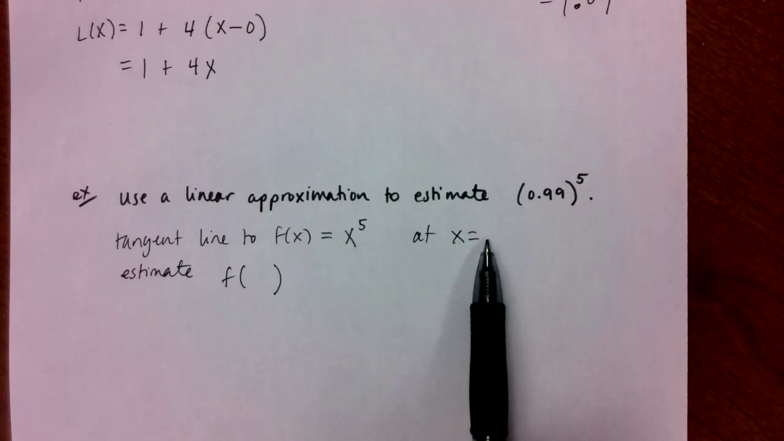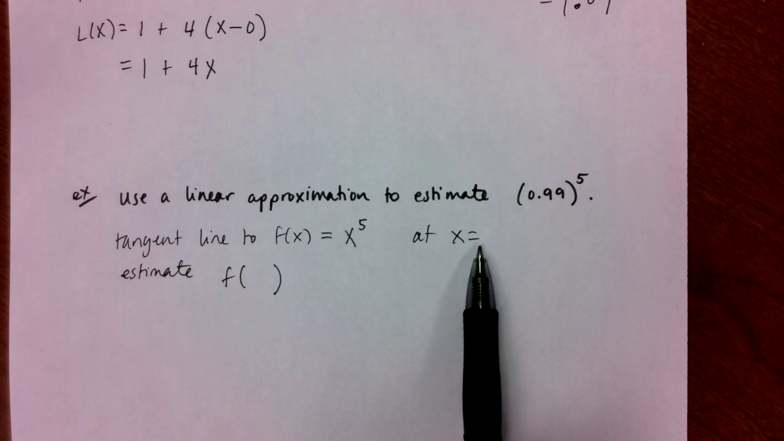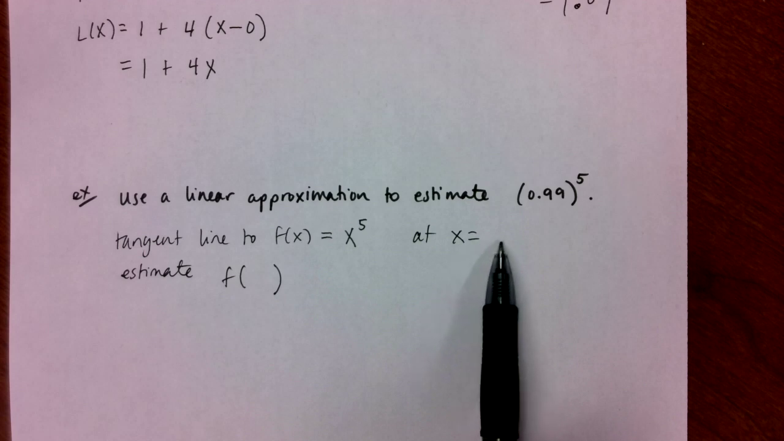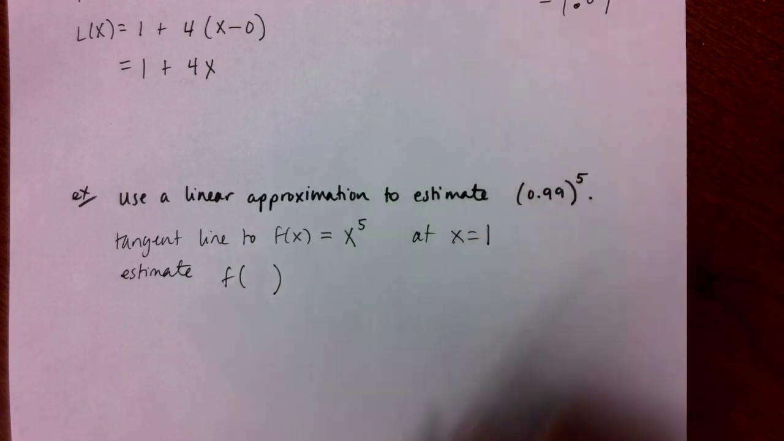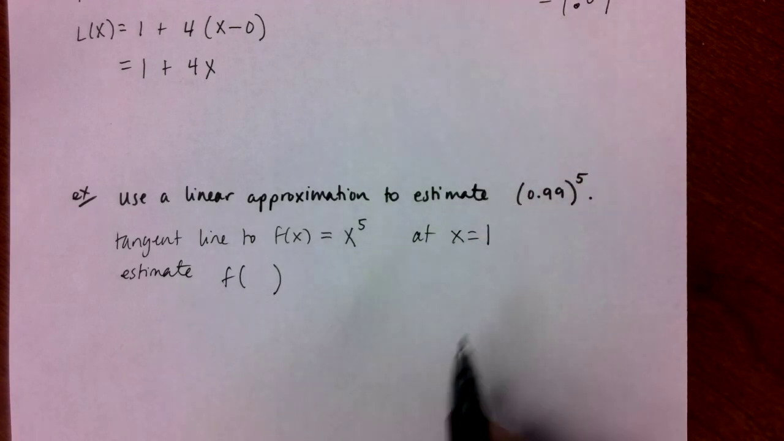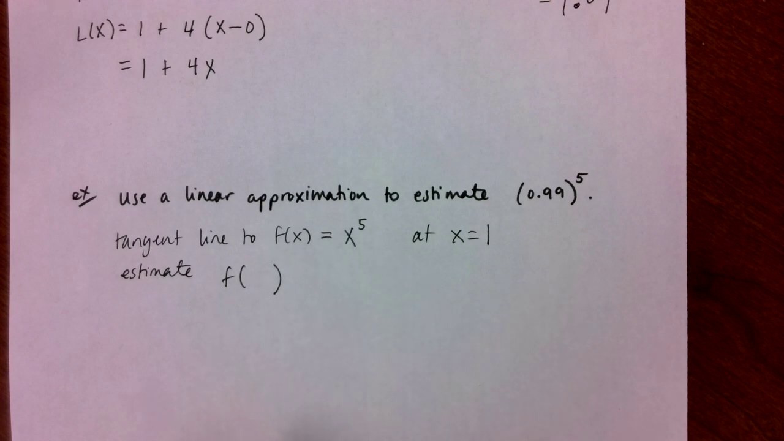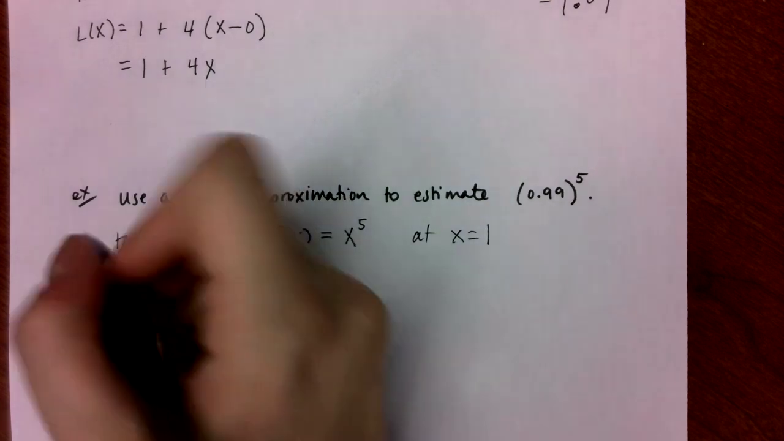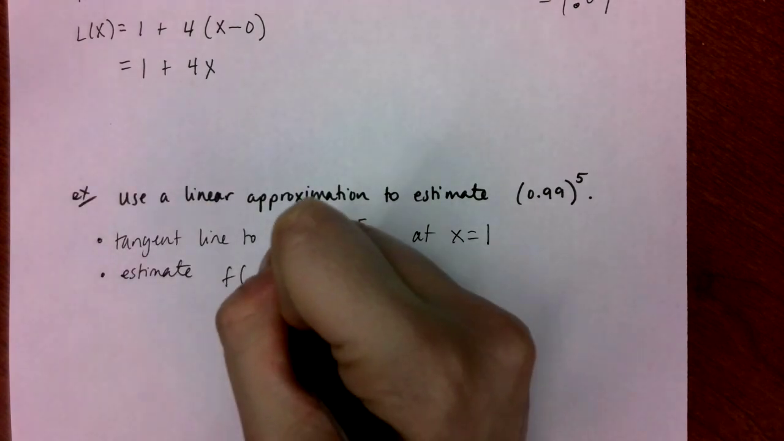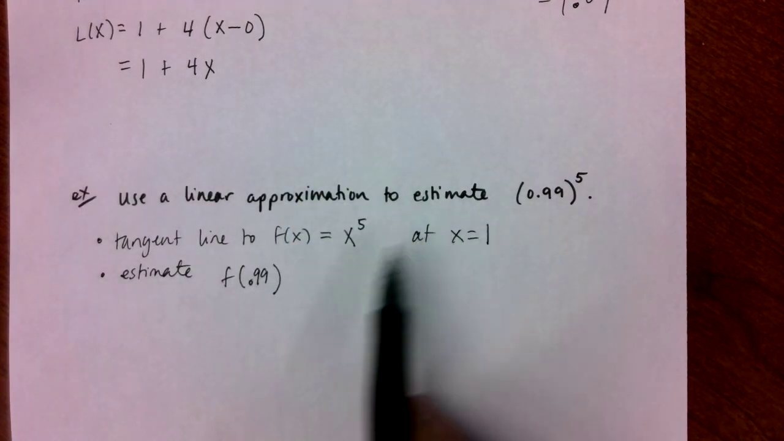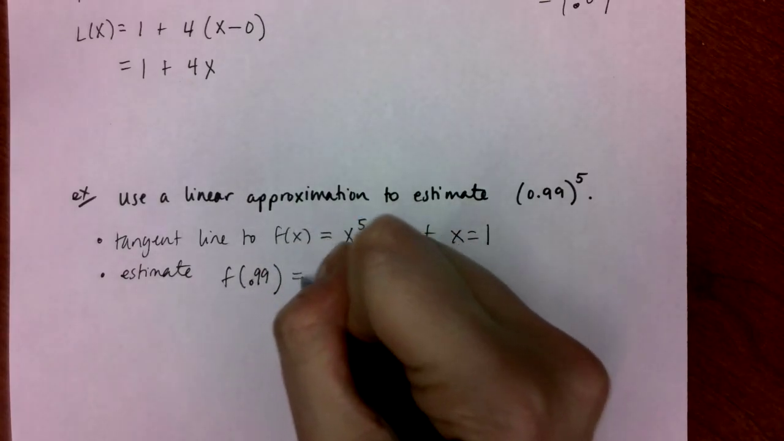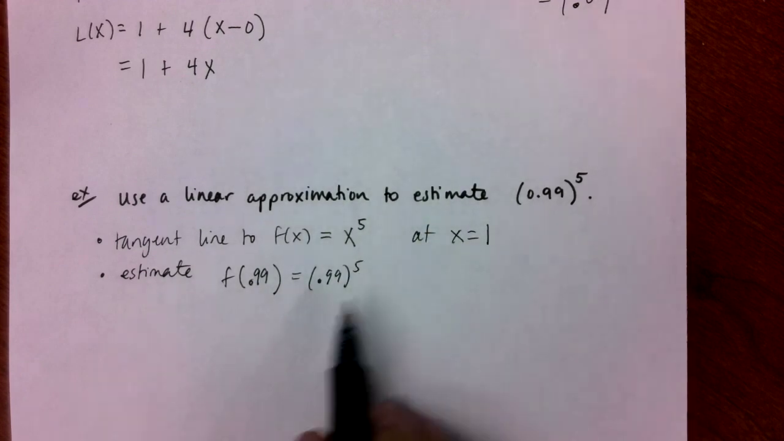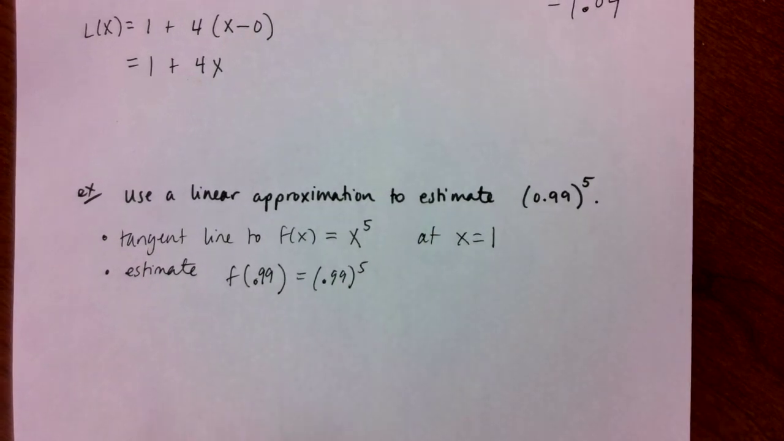So the number I choose for this tangent line has to be ideally an integer, if not some other really, really nice number that I can work with. So I just want to pick the integer that's closest to the bad number. So we have 0.99. I'm just going to choose x equals 1, which is really close to it, but much easier to do these tangent line computations with. Then for the second part of the question, I can estimate f of 0.99, right? Then it is a very close number to where we built the tangent line, but f of 0.99 would be 0.99 to the fifth, which is the goal of the problem.